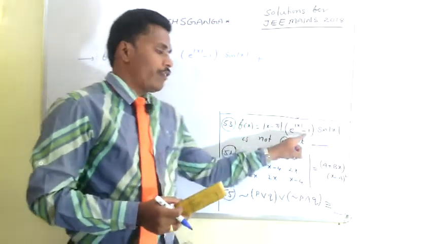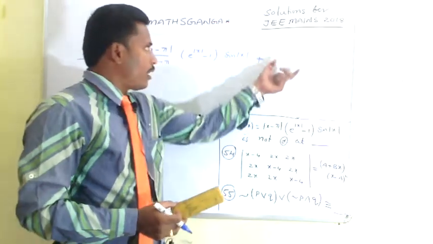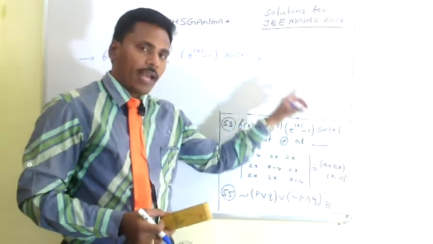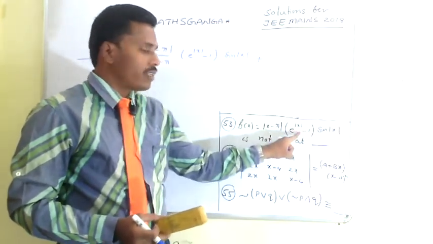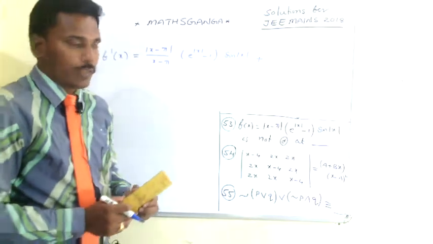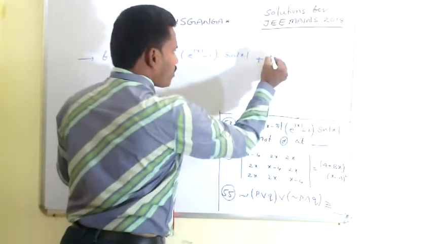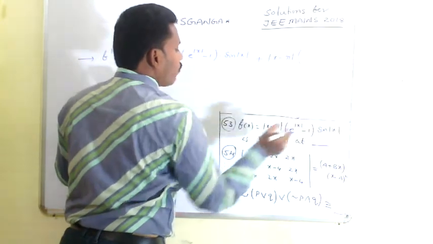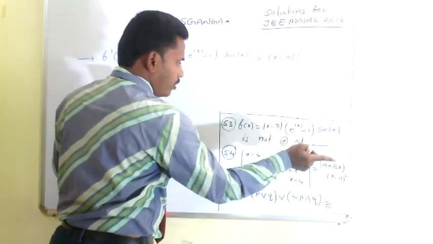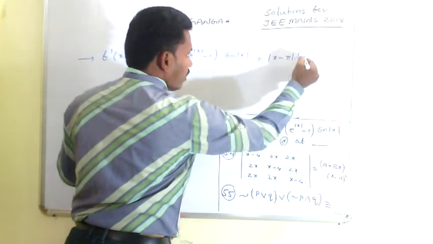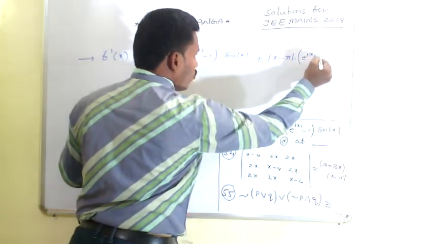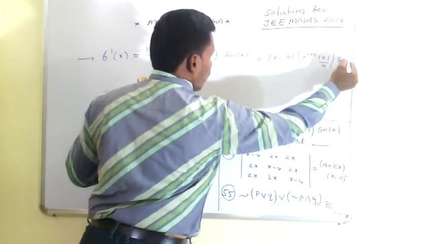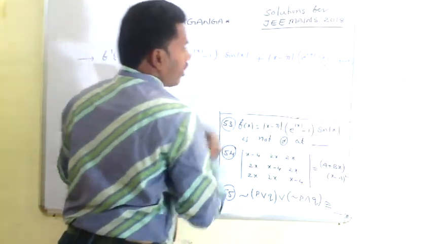Then again we have three functions. In the second term, the first and third functions I will write as they are, and I will write the derivative of e power mod x minus 1. The first one is mod x minus pi, into the derivative of this. For 1, the derivative is 0; for e power mod x, the derivative is e power mod x into the derivative of mod x, which is mod x by x, into sine modulus of x. That is the second term.